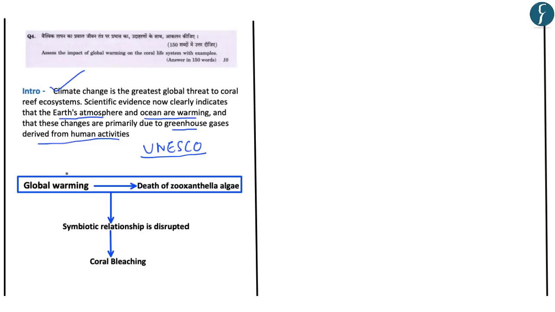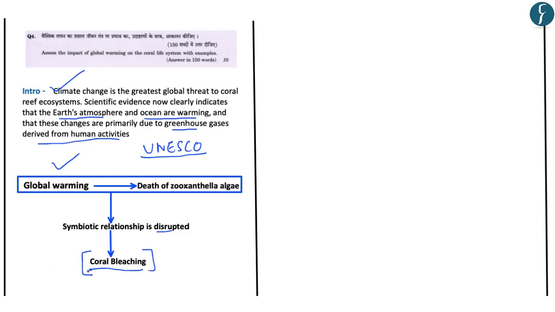Now, after providing the introduction, you could have drawn this flowchart to highlight the relationship between global warming and the death of zooxanthellae algae, and this disrupts the symbiotic relationship between the coral reefs and the algae, and which ultimately leads to coral bleaching. So this flowchart directly highlights the issue of global warming and its impact on coral reef ecosystem. That is, it leads to the death of algae, which is in symbiotic relationship with the corals. And that is how coral bleaching takes place.